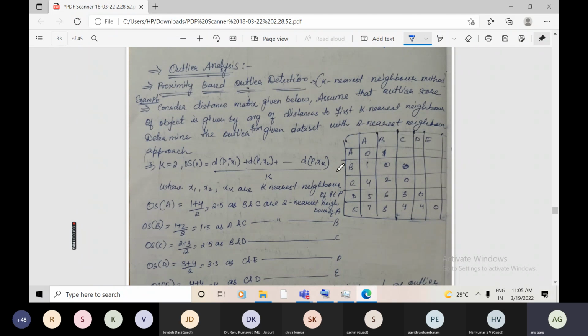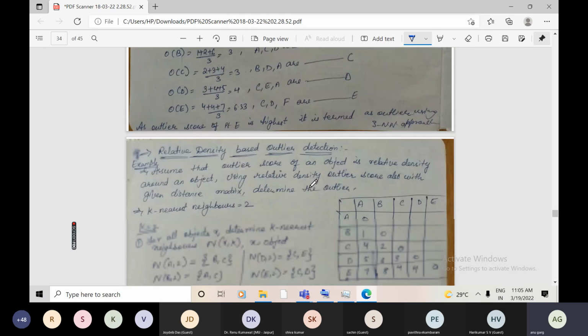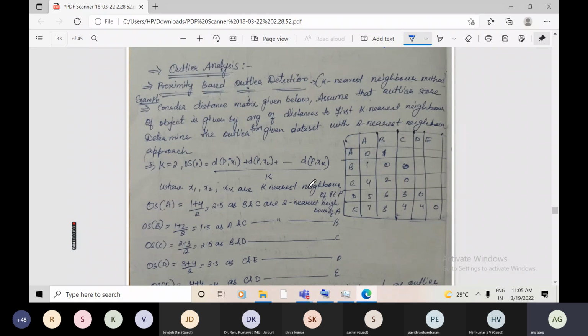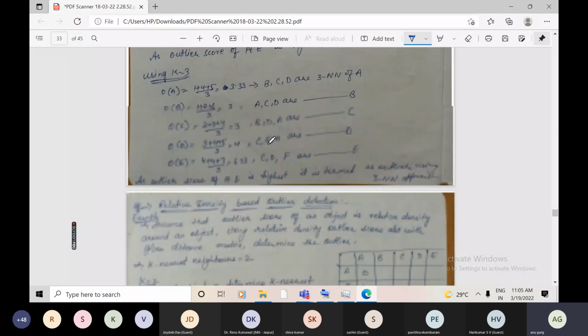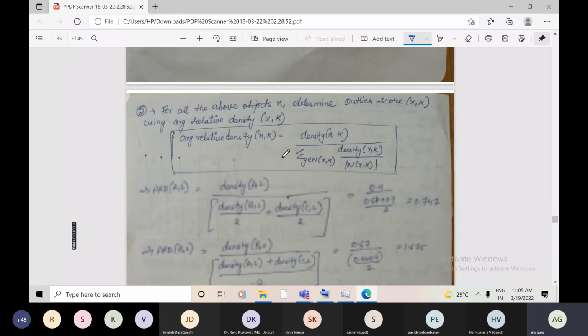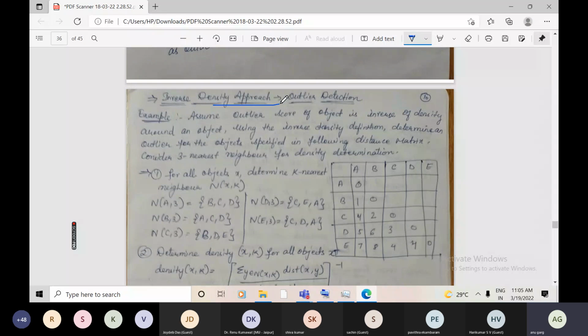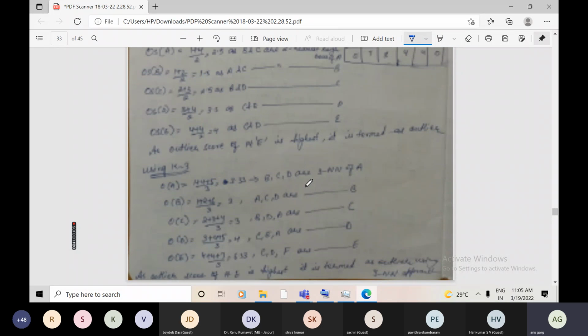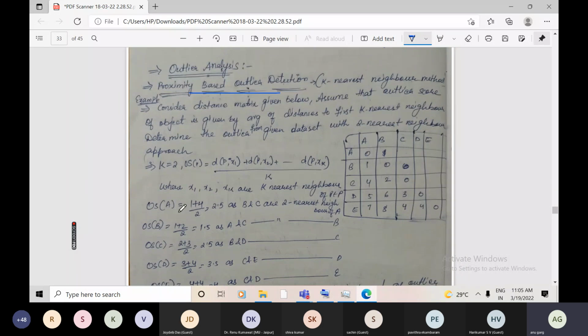Okay, this is outlier analysis. This is very easy and simple. Outlier analysis is nothing but finding the outlier score. There is a method called proximity based, another method called relative density based, and then another method called inverse density approach. All these are formula based only, so just try to understand how we calculate the outlier score.